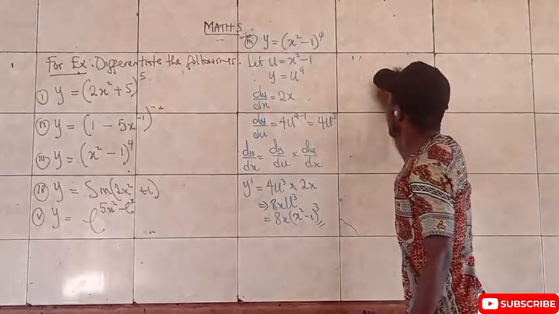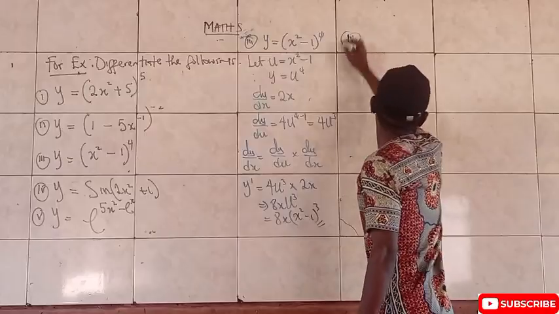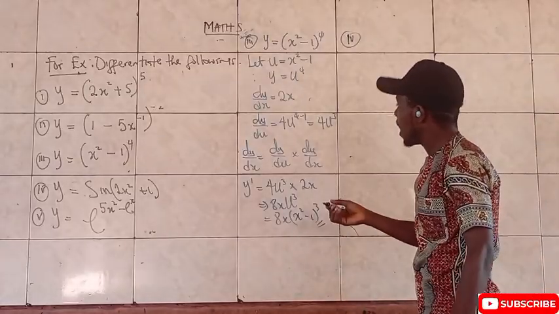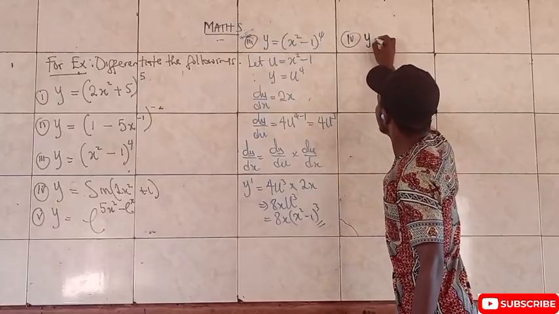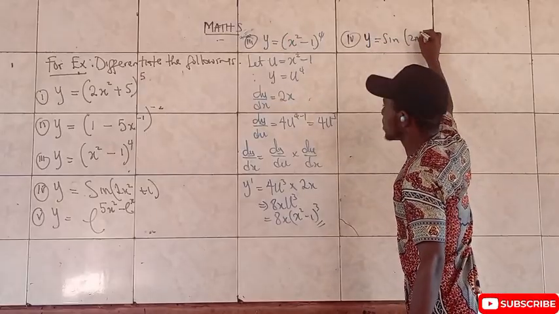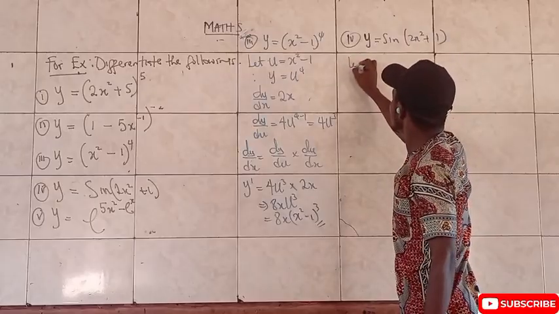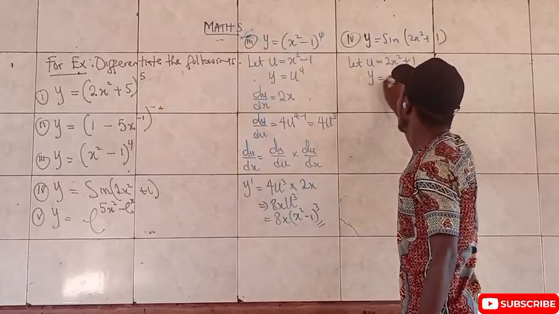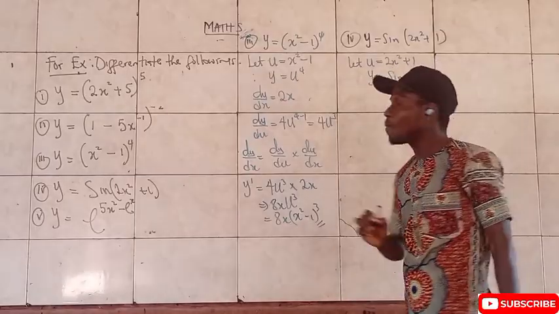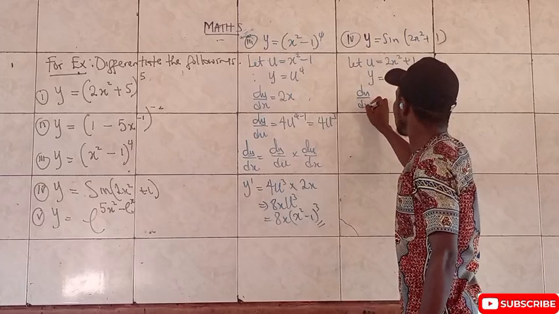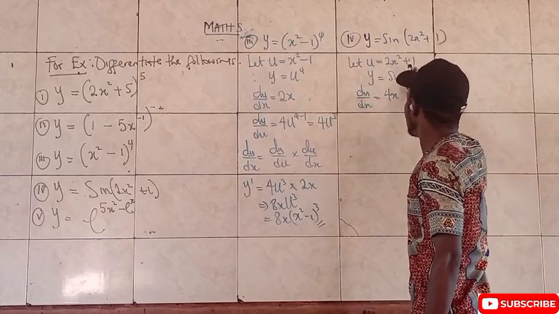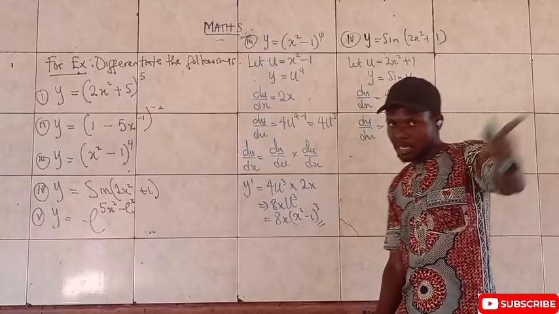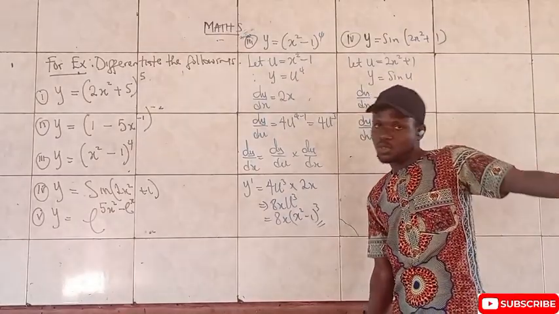So let's take the fourth one, the same way, and nothing is actually changing. Look at number 4. I have y equals sine of (2x squared plus 1). So I will say let u be equal to 2x squared plus 1. Then my y will be equal to sine u. Then du/dx is now equal to 4x. Then dy/du becomes cos u, from that reference table, when you differentiate sine u, this is cos u.